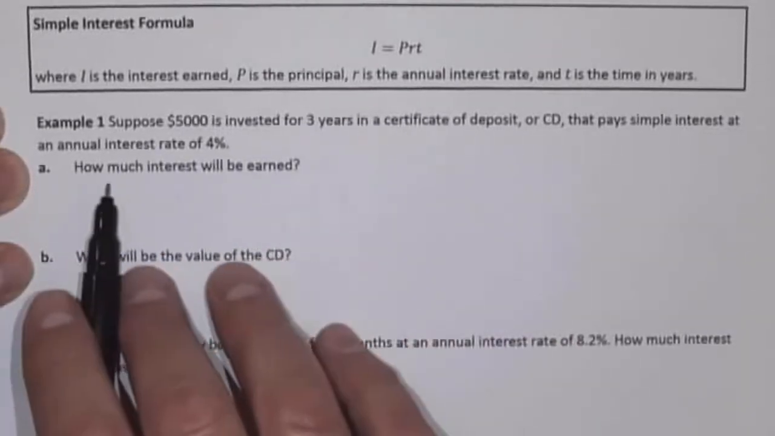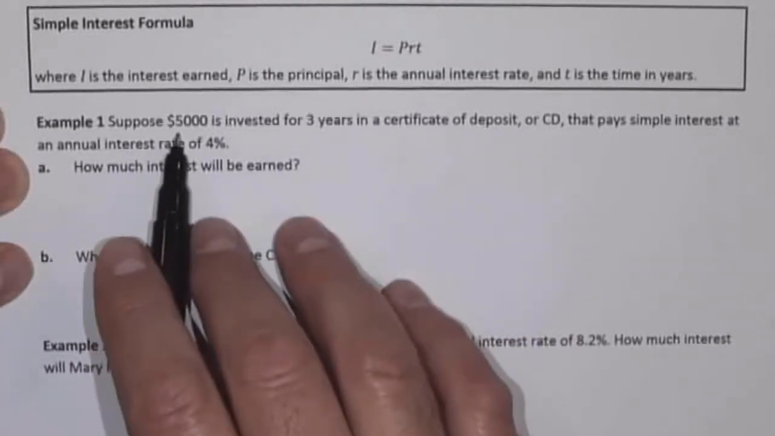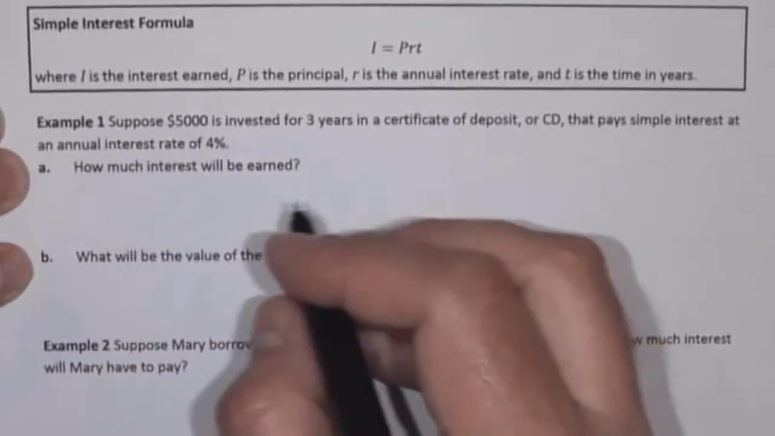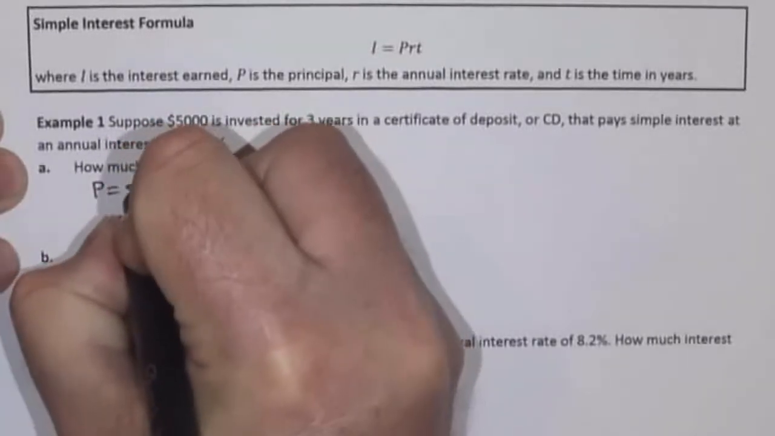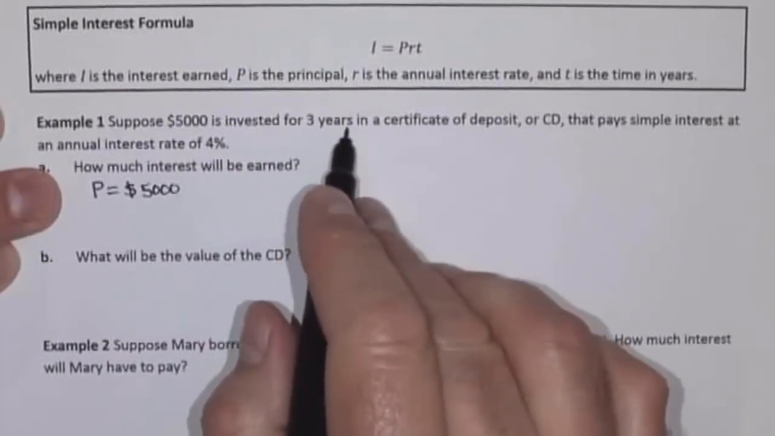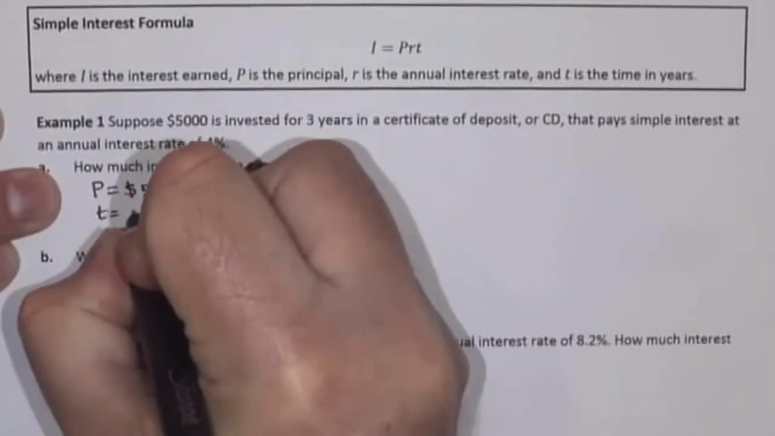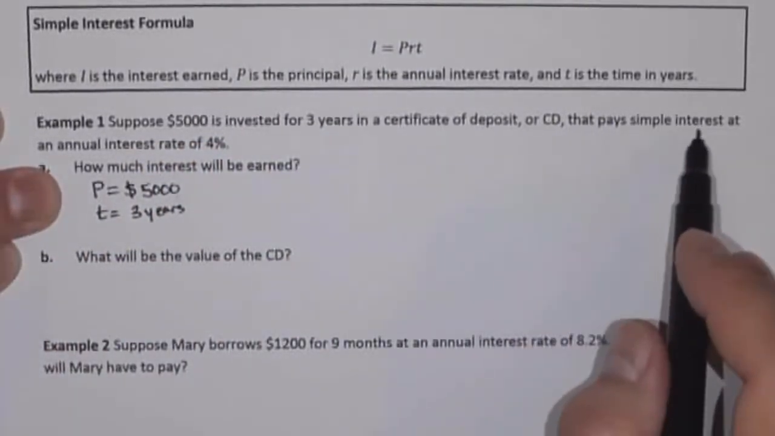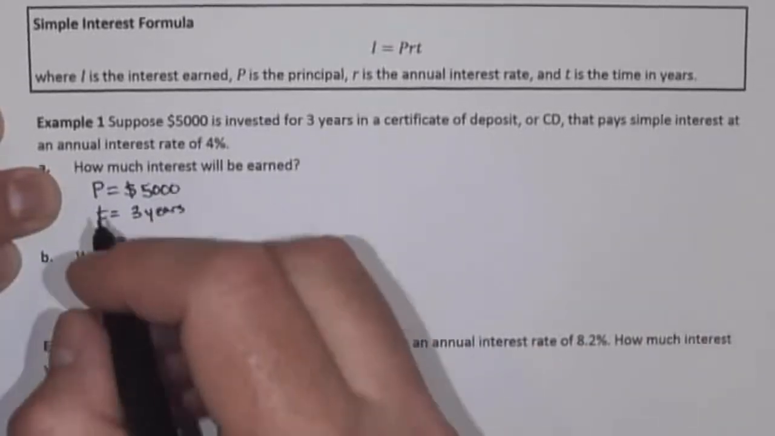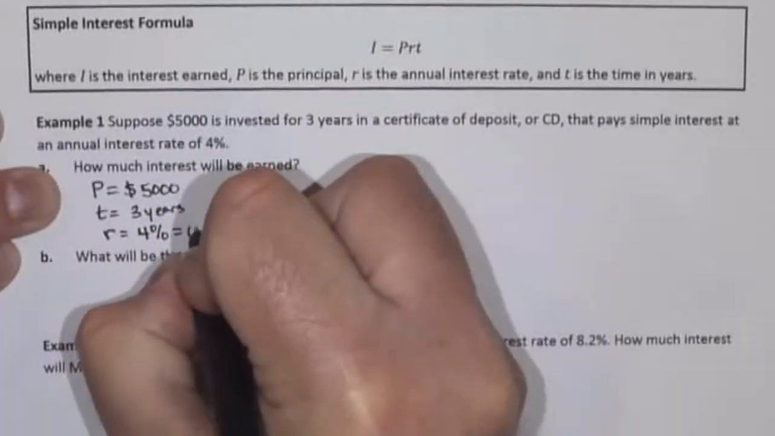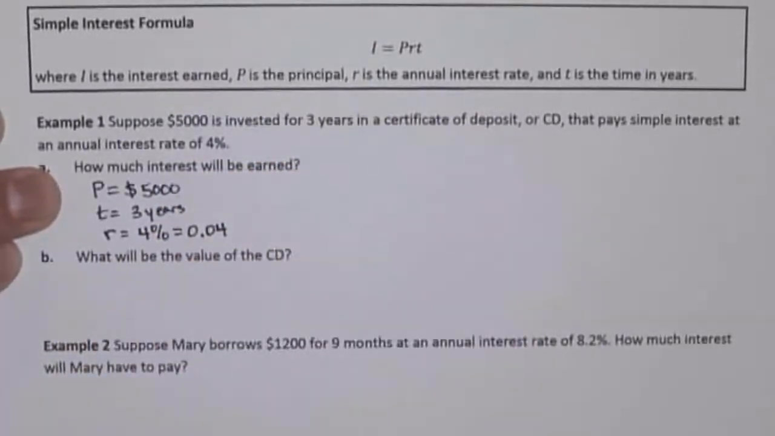So, in order to determine the interest that will be earned, we need to identify the principal, the rate, and the time. So we are investing $5,000, so that is our principal. P equals $5,000. We are investing that for 3 years, so that is the time. The time is 3 years. And we're getting simple interest at an annual rate of 4%, so that is R. R equals 4%, and again, typically we're going to write that in decimal form, so that would be 0.04.